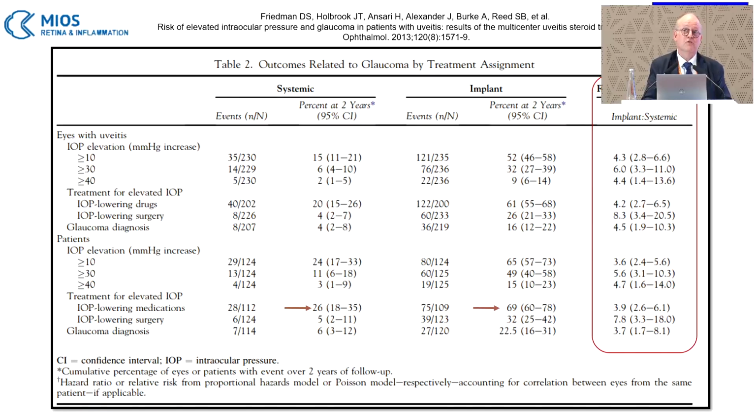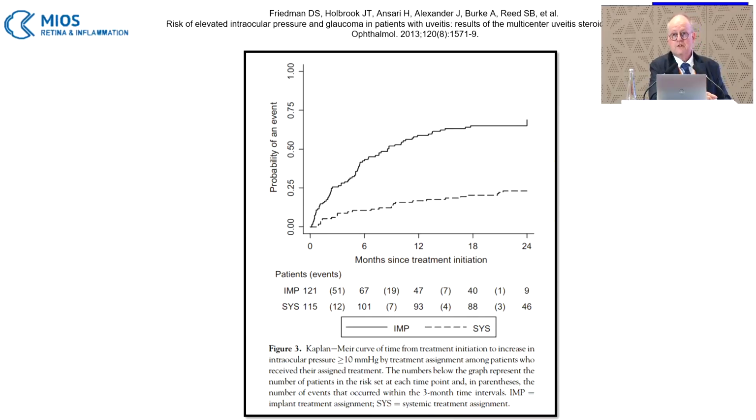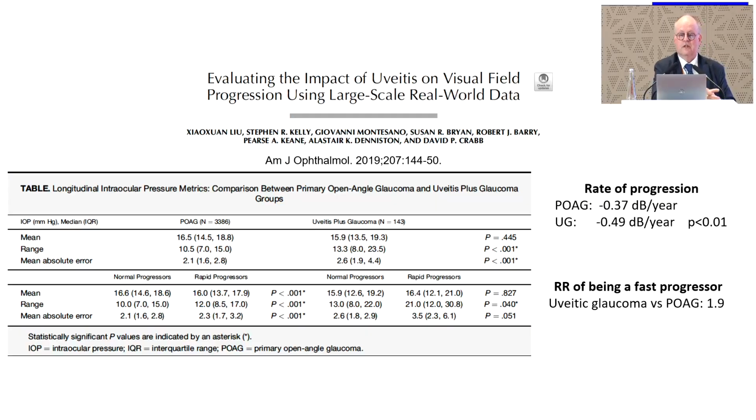So the use of an implant certainly increases the risk of glaucoma, that's well known. There's also an increase in the need for surgery. And this is progressive over time, particularly in the group that receives an implant. You can expect that glaucoma surgery will be required somewhere between 12 to 18 months after entry into the study. Now, that's not the only problem, because if glaucoma develops in uveitis patients, they tend to progress more quickly.